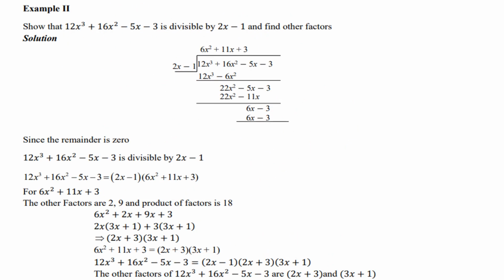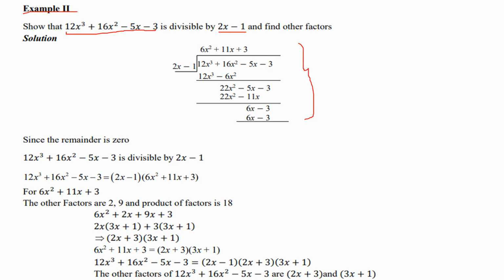Now in example 2, we have been prompted the same thing and the same idea. We have been told to show that the polynomial 12x cubed plus 6x squared minus 5x minus 3 is divisible by 2x minus 1, and find other factors. Now to show that something is divisible, that means that we don't need to have any remainder, and that's the main idea behind this concept. So let's look at that quickly.